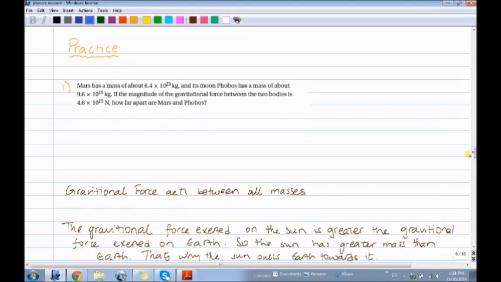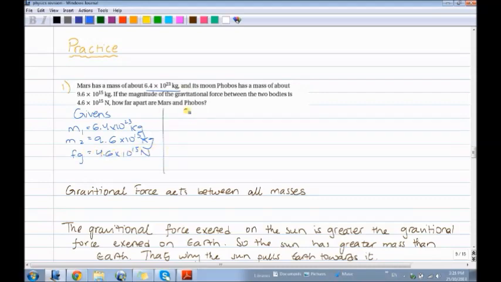Mars has a mass of about 6.4 times 10 to the power of 23 kilograms, and its moon Phobos has a mass of about 9.6 times 10 to the power of 15 kilograms. If the magnitude of the gravitational force between the two bodies is 4.6 times 10 to the power of 15 newtons, how far apart are Mars and Phobos? First of all, we take out the givens. Mass 1 is 6.4 times 10 to the power of 23 kilograms. Mass 2 is 9.6 times 10 to the power of 15 kilograms. And the force, Fg, is 4.6 times 10 to the power of 15 newtons.